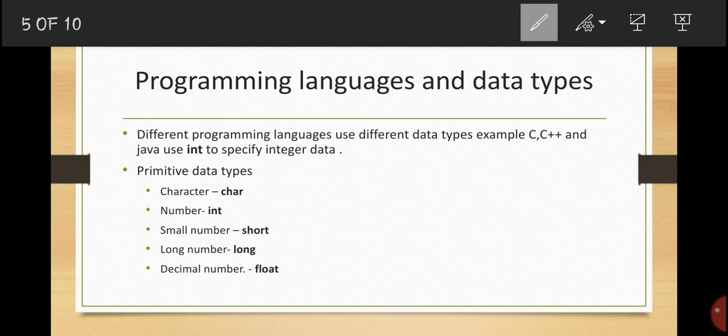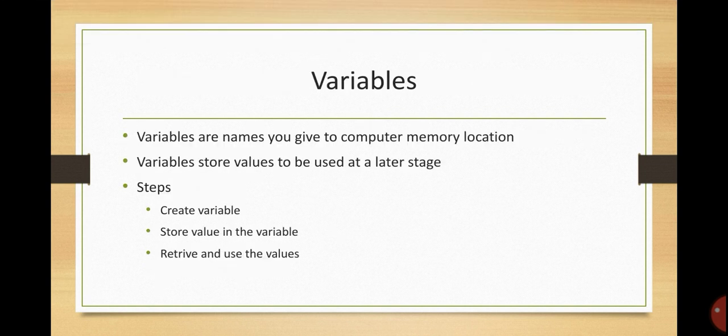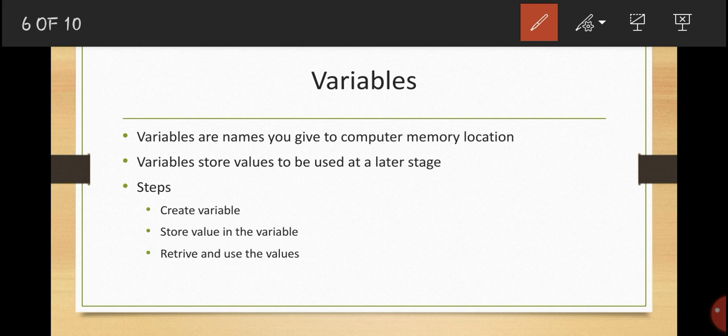Now it's time we move to variables. Now let us discuss variables. Variables are names that you give to computer memory locations which are used to store values in a computer. So think of this as a computer memory. Let's say this is your random access memory. Think of it as a computer memory.